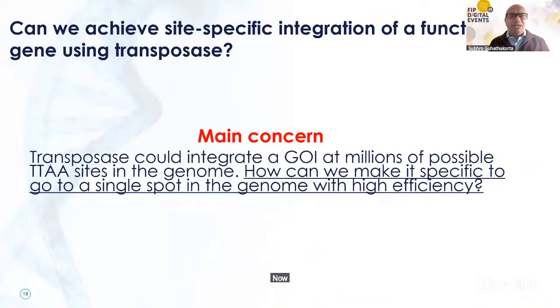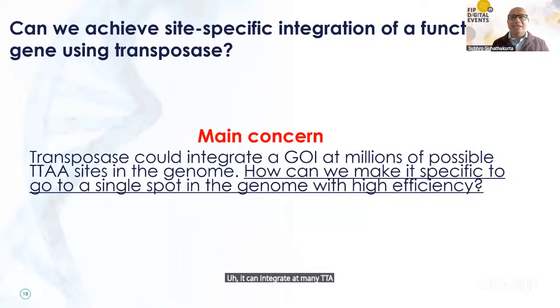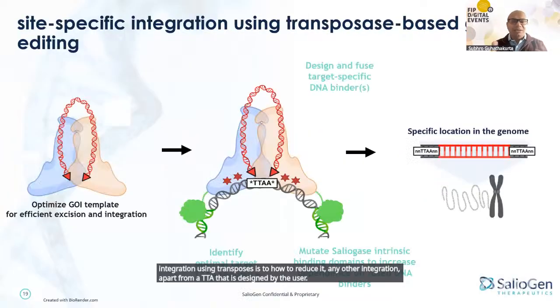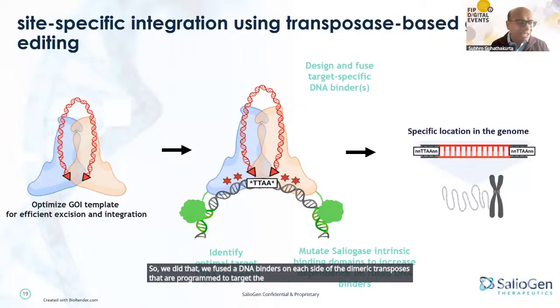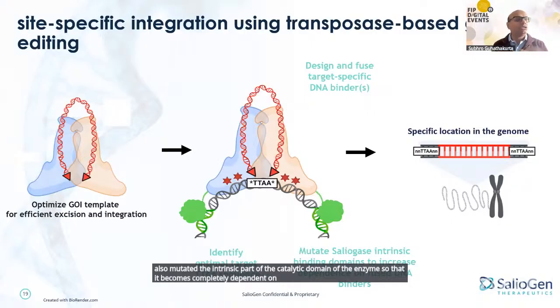Now, I will also briefly introduce targeted integration and how it can happen, because the transposase can integrate at many TTA sites. The main challenge for targeted integration using transposase is how to reduce any integration apart from the TTA that is designed by the user. So we did that. We fused DNA binders on each side of the dimeric transposase that are programmed to target the specific TTA, and also mutated the intrinsic part of the catalytic domain of the enzyme, so that it becomes completely dependent on the target recognition by the DNA binder.